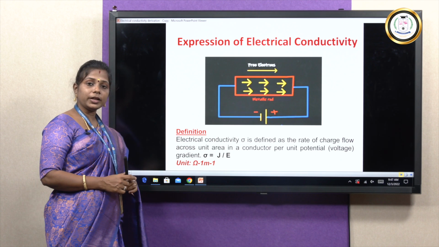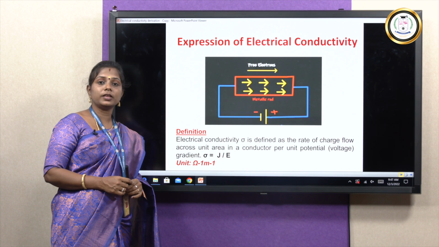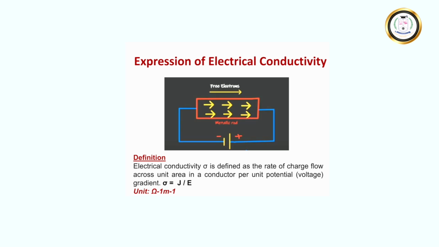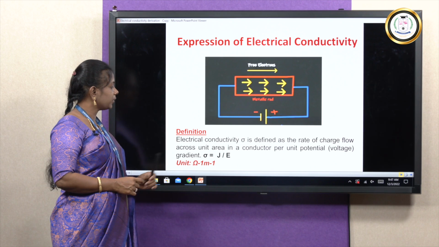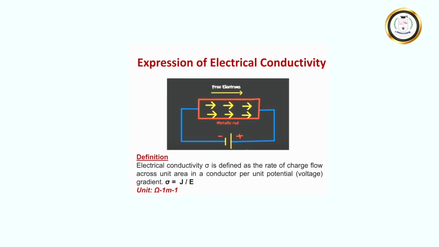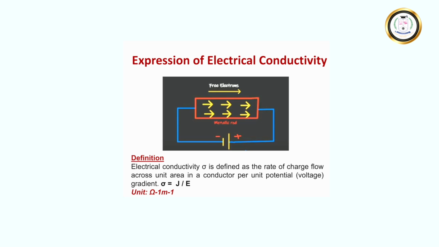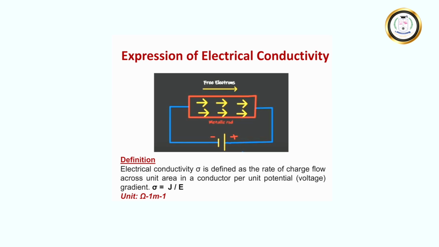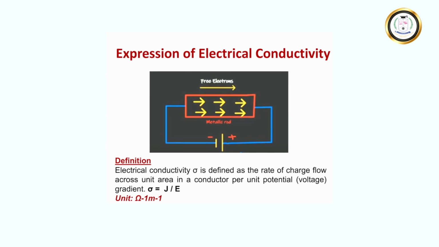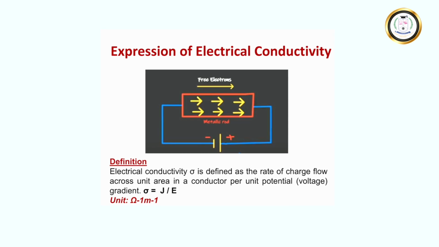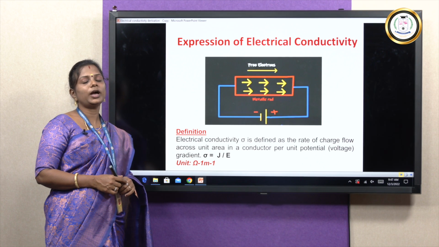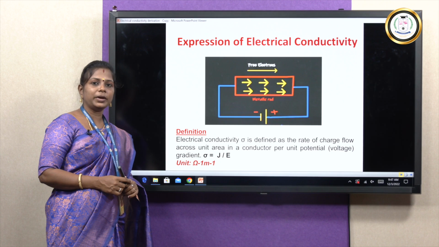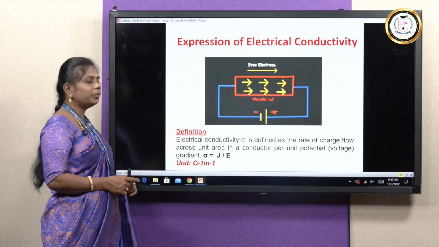What is electrical conductivity? Electrical conductivity is the ratio between the electrical current density and the applied electric field. It is defined as the rate of charge flow across unit area in a conductor per unit potential gradient. So, we can state sigma is equal to J by E, and its unit is mho per meter.